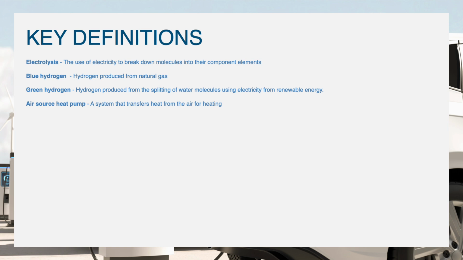Let's see, what else do we need? We need to talk about the air source heat pumps. This is a system that transfers heat from the air for heating, and the ground source heat pump is a system that transfers heat from the ground for heating.